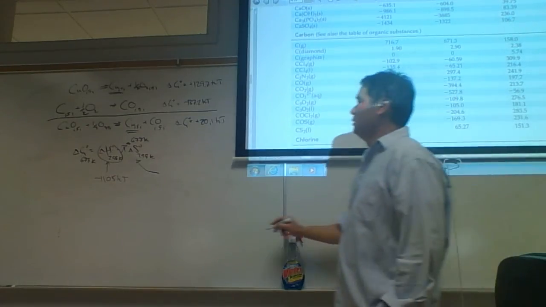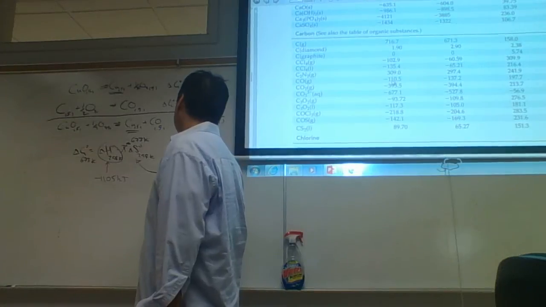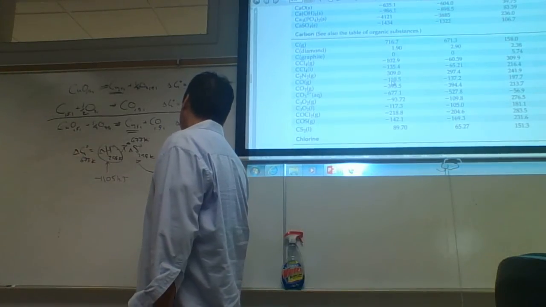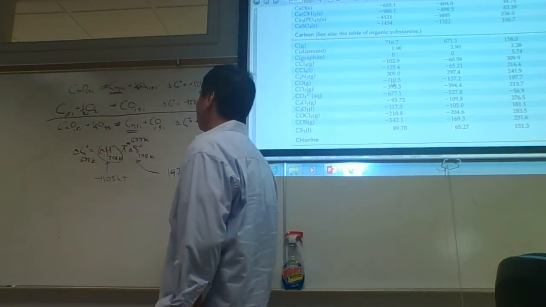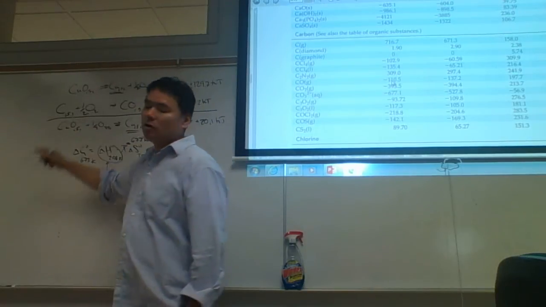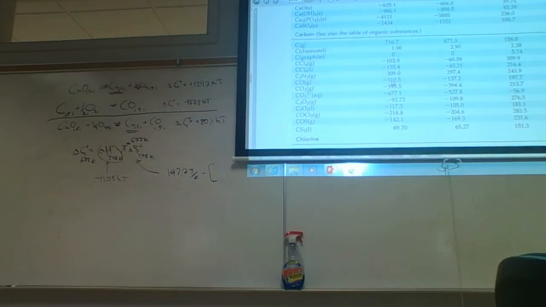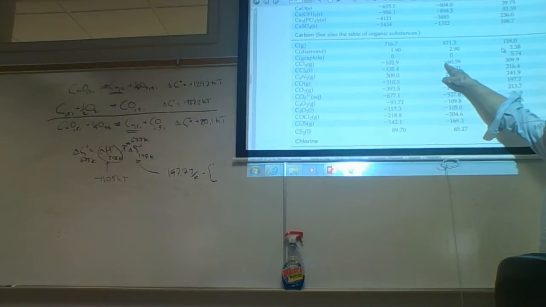And so that's the product, 197.7 joules per Kelvin, minus the reactants. And then I got to look at the entropy of carbon, solid, and the entropy of oxygen. And so going back here, carbon solid has an entropy, actually I don't have to walk over to the computer, let's look at it here. Carbon solid.